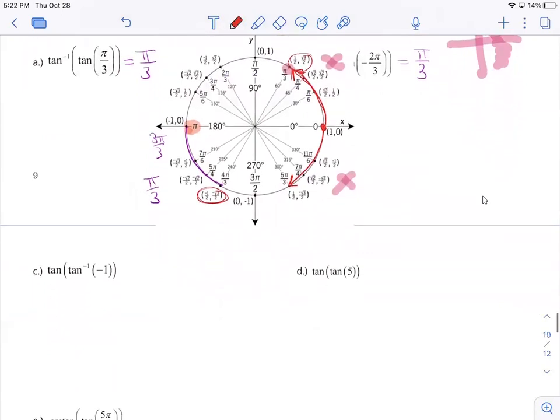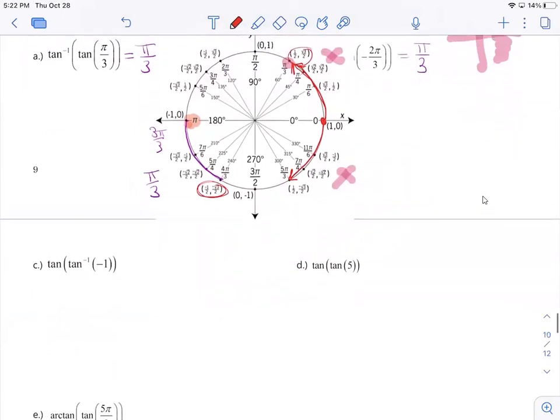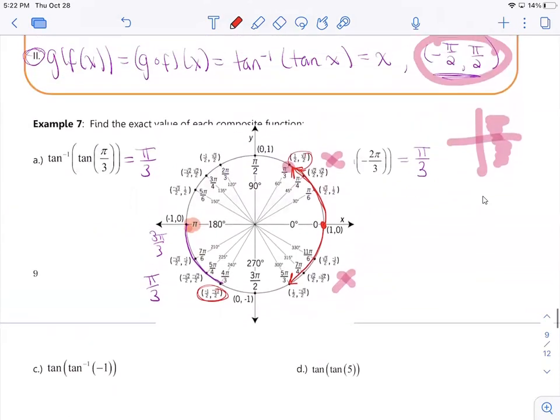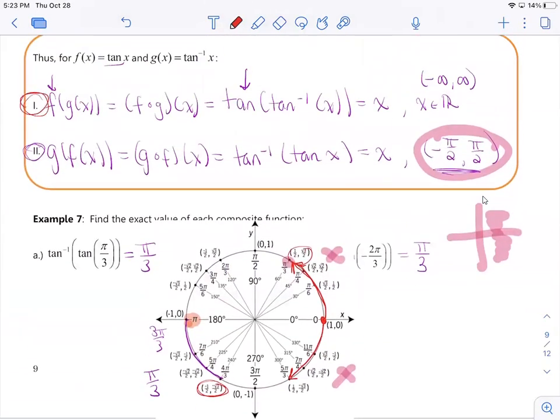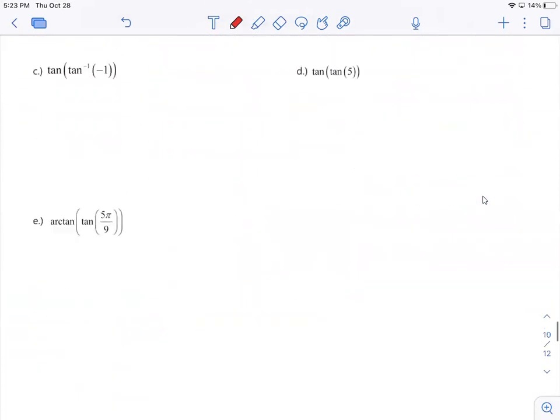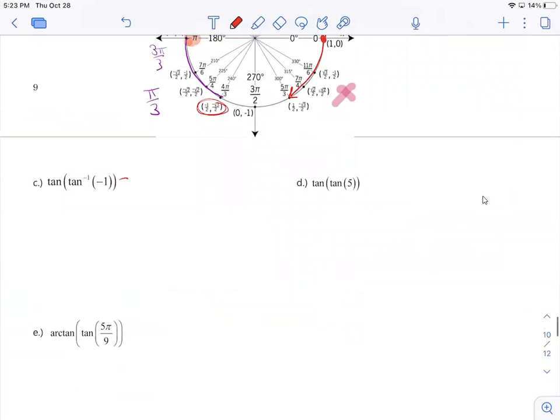Okay, now C and D. So C, it's just the tangent function is the outside. So that looks like property 1. And life is good. X can be whatever it wants to be. So I don't even have to think. This would just be -1.